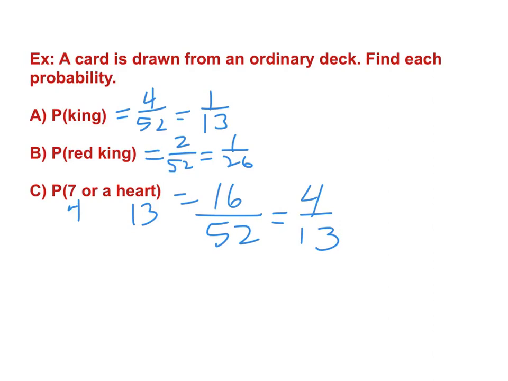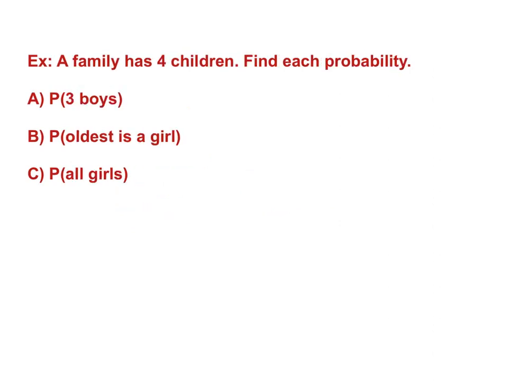The last thing, and I'm going to help you through this last thing a little quicker than you having to do it all by yourself. But when you get to your homework, you're going to have to do something like this. This problem says a family has 4 children. Find each probability: the probability that a family has 3 boys, the probability that the oldest child is a girl, meaning the child that came first, or the probability that they are all girls.